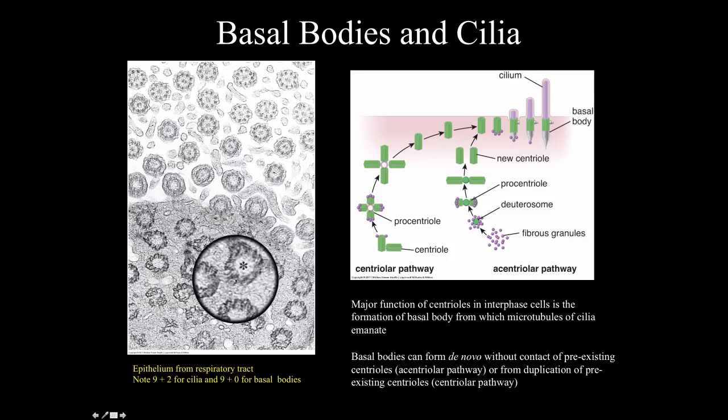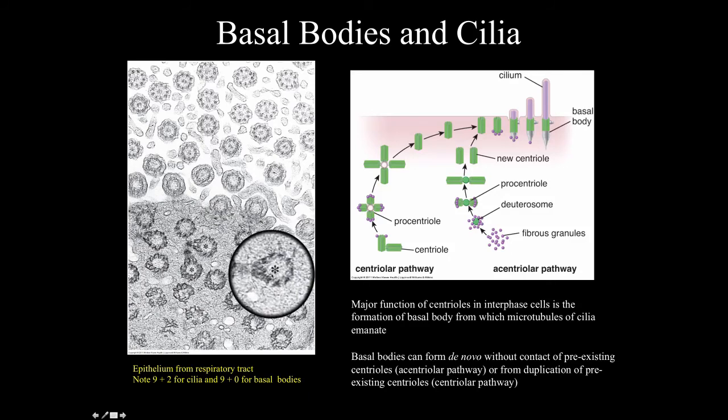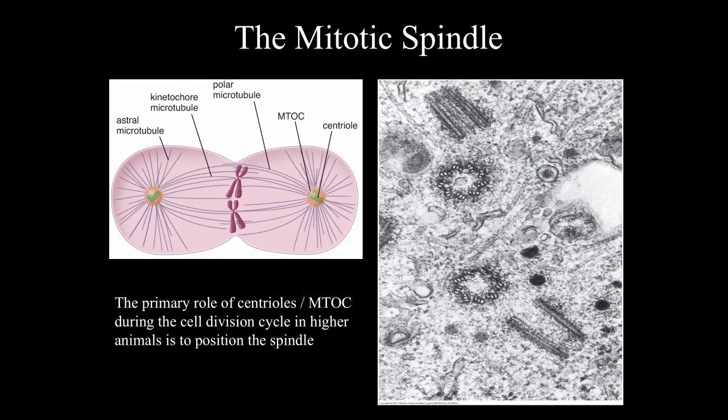The asterisks here are just meant to highlight that there is no central doublet in the centriole or in the basal body. Here is the mitotic spindle, and remember the primary role of centrioles and the microtubular organizing center during the cell division cycle is to position the spindle apparatus.